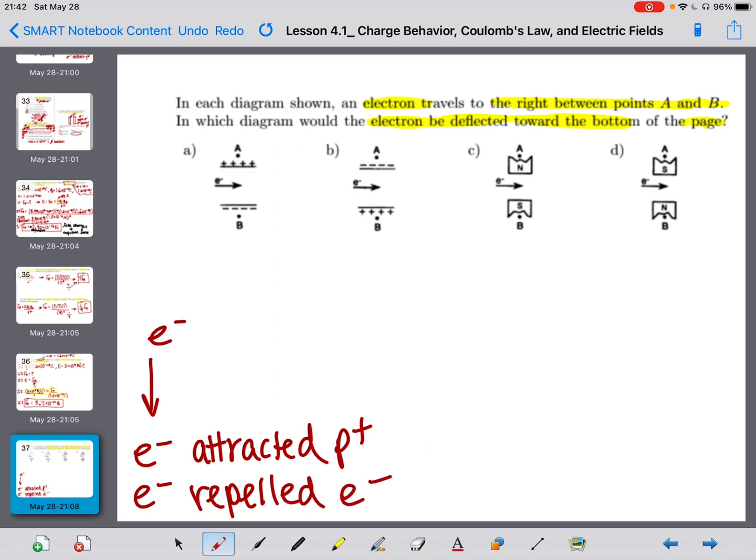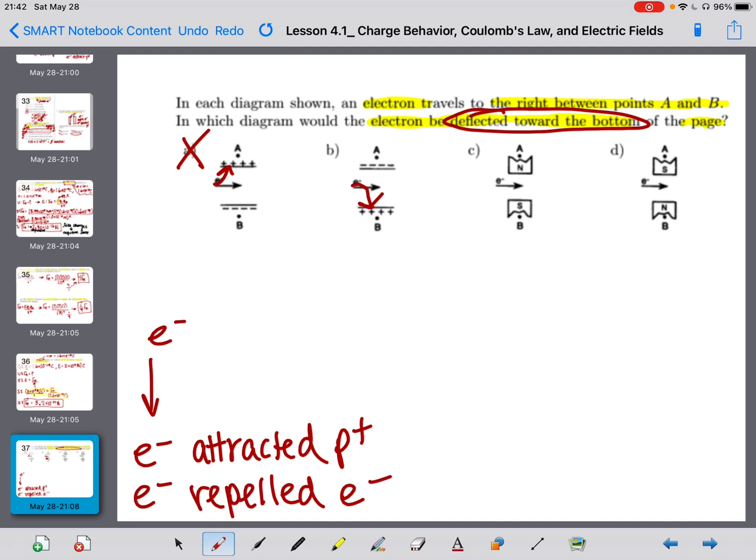So if we go to choice A, if we apply this logic, well, it's going to be attracted to protons. So this electron is going to want to move upwards. But this question wants it to be deflected downwards towards the bottom. So A can't be the answer. Let's go to B. So it says that the electron is flowing in. I have negatives on the top and positives on the bottom. The electron would, in fact, want to go downwards towards the positive. So we'll keep that in mind.